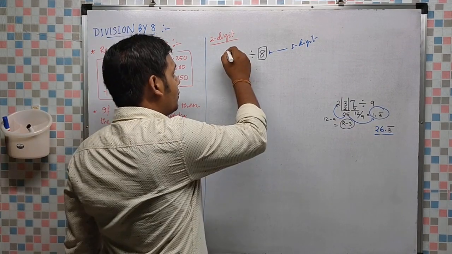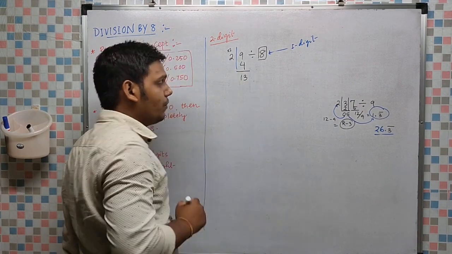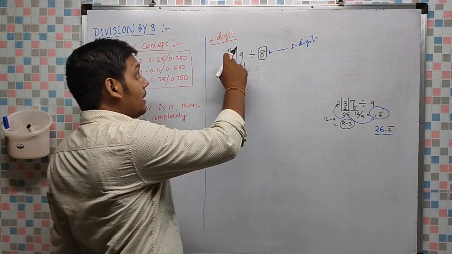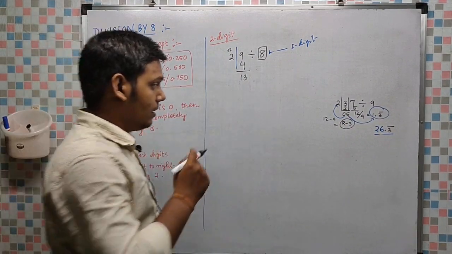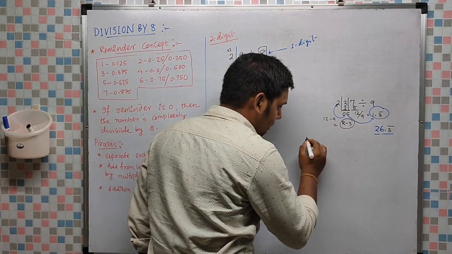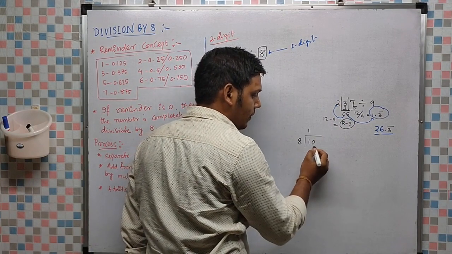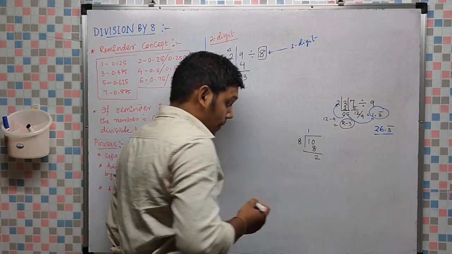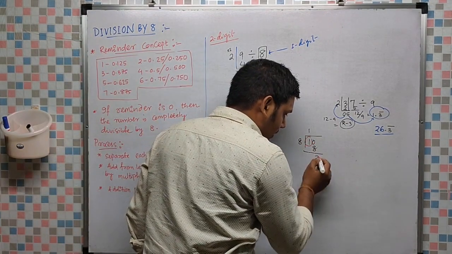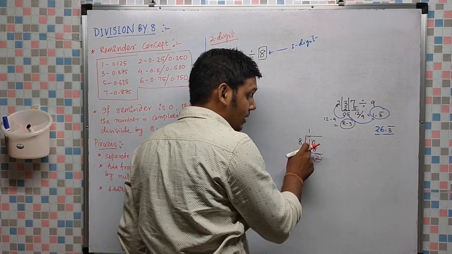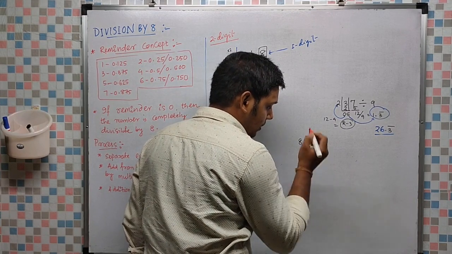So 2 into 2, that means 4. 4 will be added: 4 plus 9 is 13. Now 13 is the final sum. Why am I multiplying 2 with the tens place number? Whenever you are dividing 10 by 8, how many times can I take 8? One time I can take. 8 1s are 8, that means 2 is the remainder. Now you compare yourself. Here we are having 1 at tens place and 2 as the remainder, so 1 times 2 is 2.